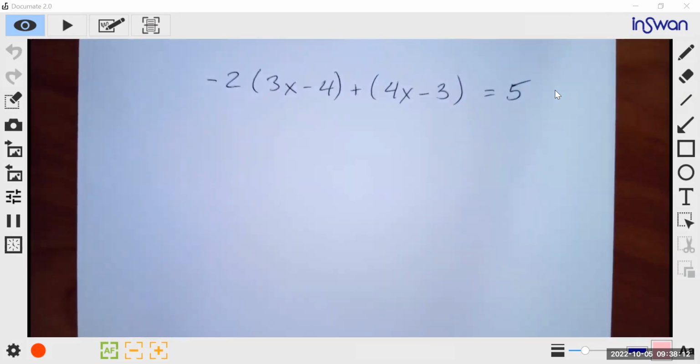And who knows what the answer is going to be here, because I just made it up. It could be a fraction, it could be an integer, it could be zero. I don't know. I just put these numbers together. I just made them up.